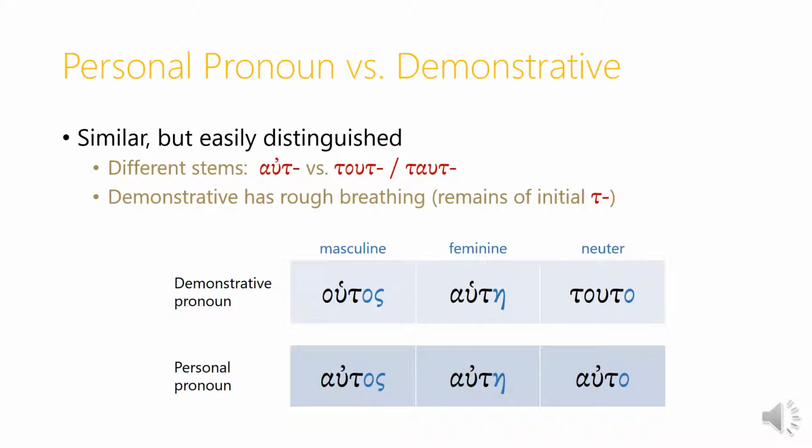Touto in the demonstrative pronoun, the neuter form, is probably the easiest of the nominative forms to distinguish because you have that extra tau of the proper stem at the beginning, and so it doesn't really look very much at all like auto. Touto is this, auto is it. But notice that the one thing that's consistent in the neuter forms is that in both of these pronouns, the neuter nominative singular form is o. The ending is o instead of on.